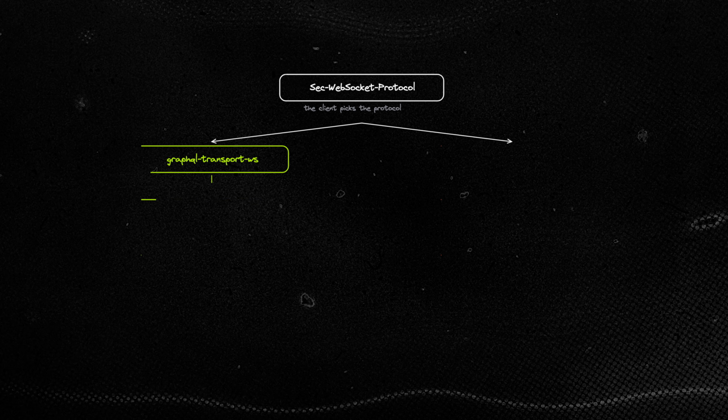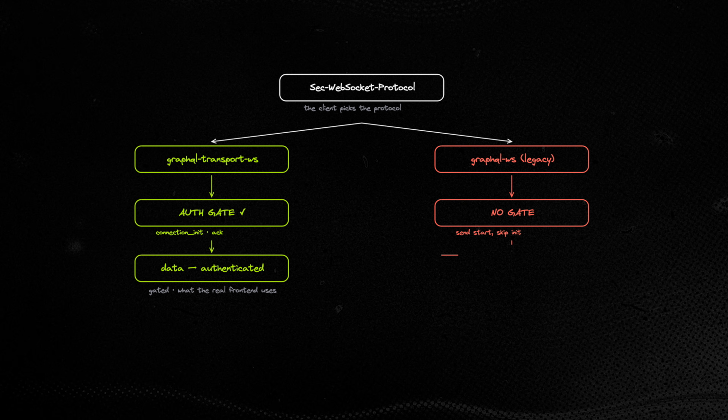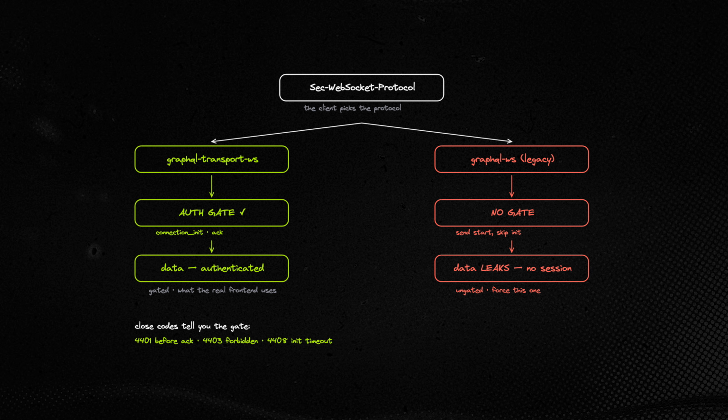Pearl 3. The modern handler is strict. You have to send connection_init, get an ACK, and only then can you ask for data. The legacy handler, in at least one popular framework, didn't. It would accept your subscription before any auth ran.